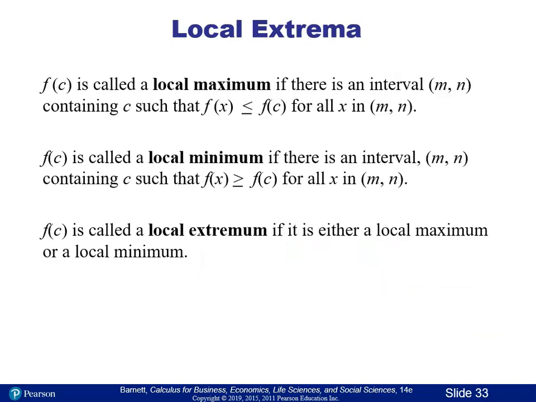And these are just formal definitions. f of c is called a local maximum if there's an interval that contains c such that f of x is less than or equal to f of c for all x in that interval. Just saying that it's the highest point, basically. And if it's a local minimum, then it's the lowest point, again in that interval, not for the entire graph, but just in an interval near it. And then local extrema includes both local maximums and local minimums.